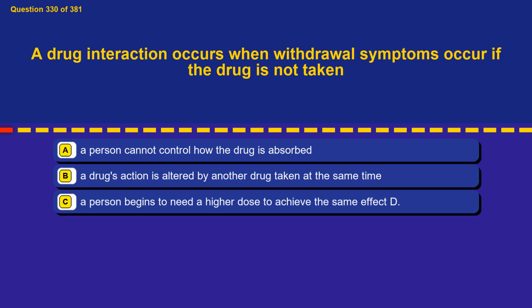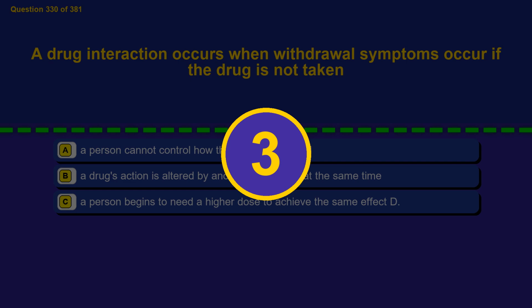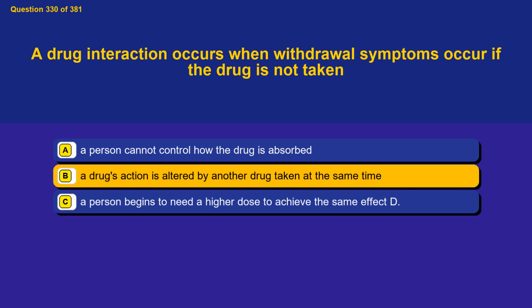Question 330. A drug interaction occurs when: Option A, a person cannot control how the drug is absorbed. Option B, a drug's action is altered by another drug taken at the same time. Option C, a person begins to need a higher dose to achieve the same effect. Option D, withdrawal symptoms occur if the drug is not taken. The correct answer is option B, a drug's action is altered by another drug taken at the same time.